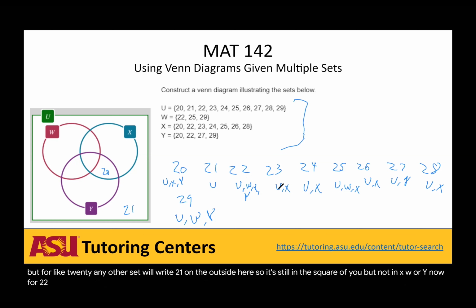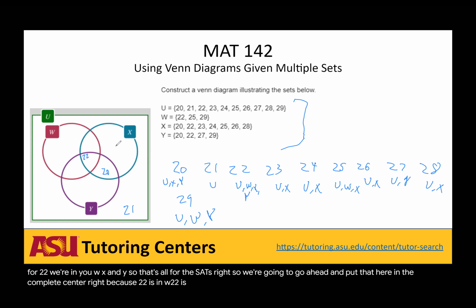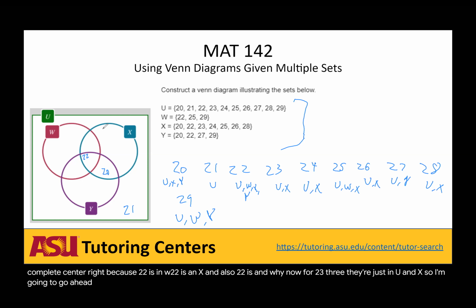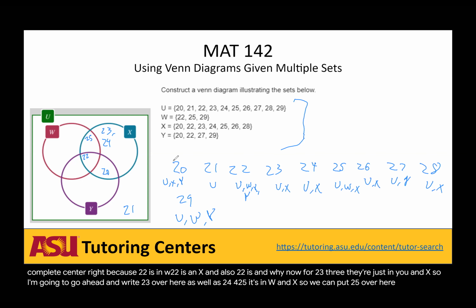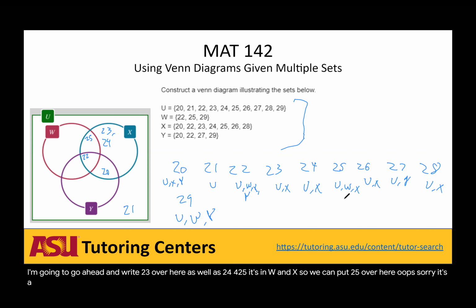Now for 22, we're in U, W, X, and Y. So that's all four of the sets, and we're going to put that here in the complete center, because 22 is in W, 22 is in X, and also 22 is in Y. Now for 23, they're just in U and X. So I'm going to write 23 over here, as well as 24. For 25, it's in W and X, so we can put 25 over here. Oh, sorry. It said U, W, and X. I was right. Need to stop doubting myself there.